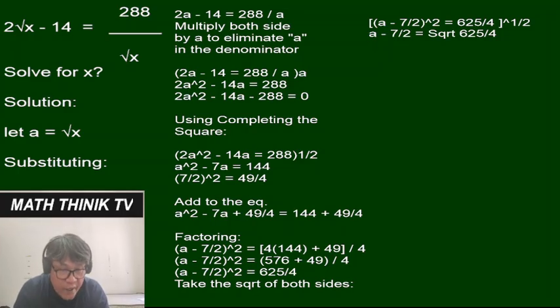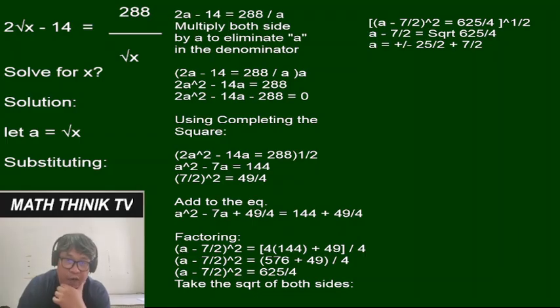So simplifying, so a minus, we transpose negative 7 over 2 to the right side. So the equation becomes a is equal to, we simplify now, square root of 625, 25. Square root of 4, 2. Right? Then we transpose. Negative 7 over 2, magiging positive. So plus 7 over 2. So we have a fraction. Okay. So itong square root of 625 over 4, dalawa ito. Plus and minus. You remember? In solving quadratic equation, we have always two values. One is positive, one is negative. So plus minus 25 over 2.